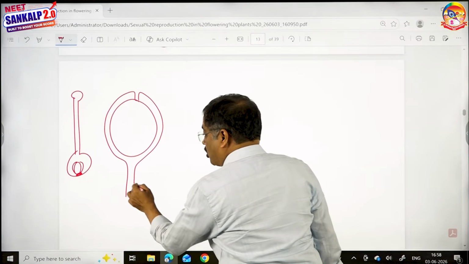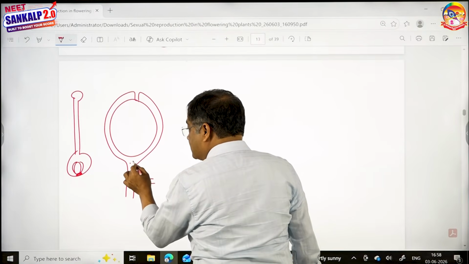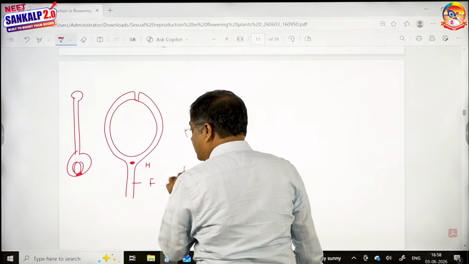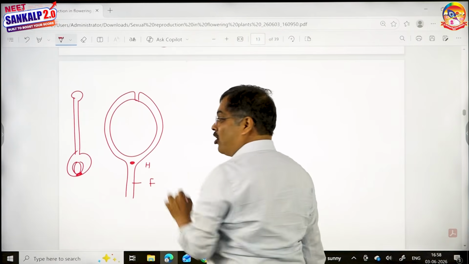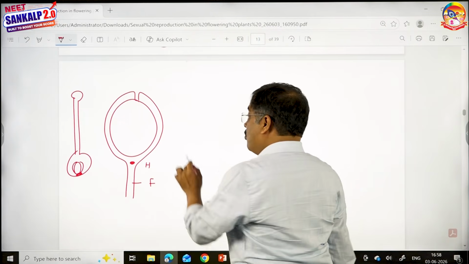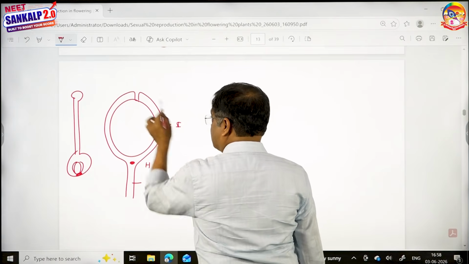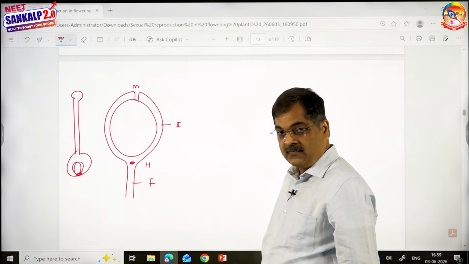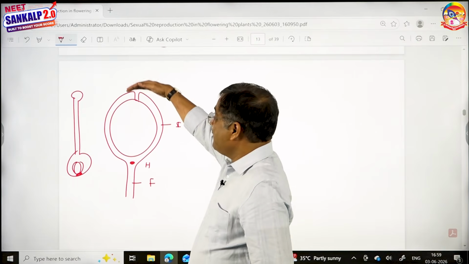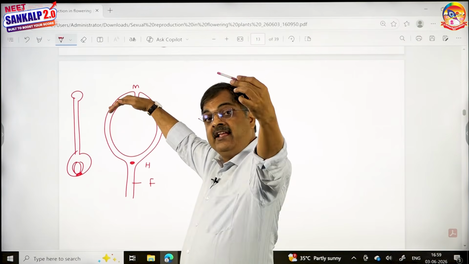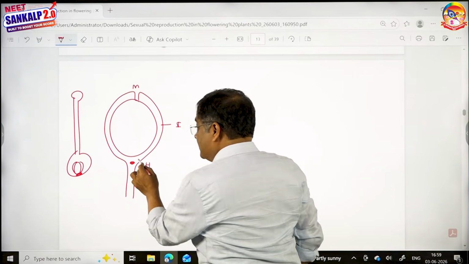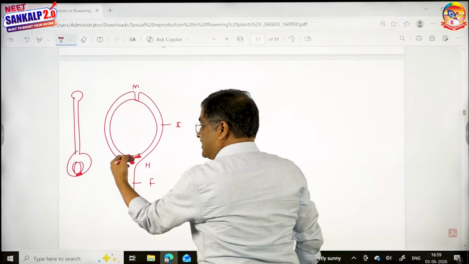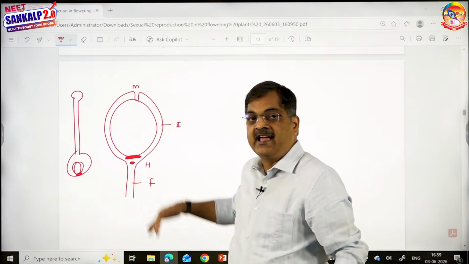What is this stalk called? Funicle. What is this scar called? Hilum. What is this entire part called? Body of the ovule. What is this called? Integument. What is this called? Micropyle. Isn't it? Micropylar end is said to be anterior end, chalazal end. This is the chalaza. The chalazal end is said to be the posterior end.